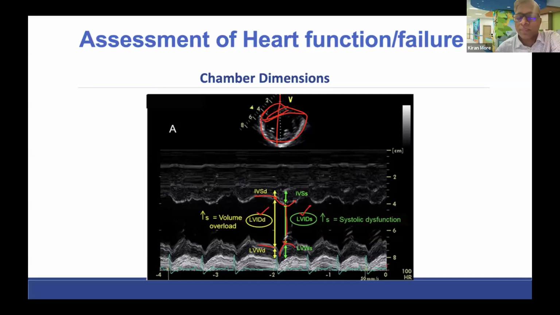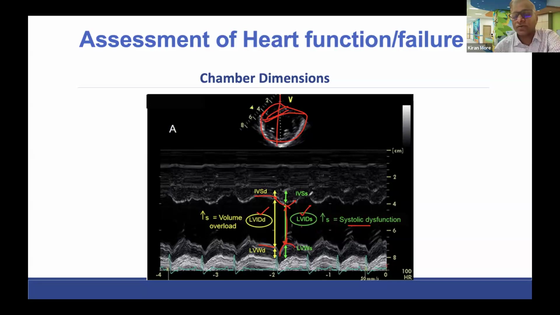When you compare this change in the volume in systole and diastole, you get a fractional shortening and ejection fraction. So you get a fractional shortening. It tells you how much the heart is shortening during the contraction. And that is how it will tell you the systolic function. So if there's a systolic dysfunction, then this volume will be less. So you will see a less change.